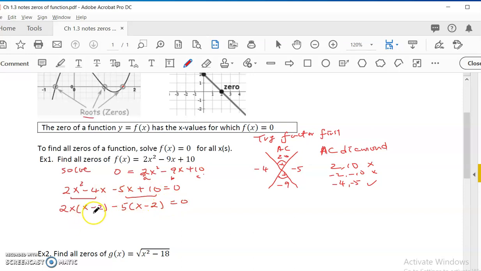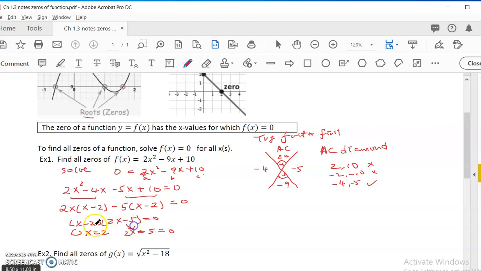You can see the reason why I want to split it this way is so that you actually have a common factor after this. So x minus 2 is the common factor, and you factor it out: 2x minus 5 equal to 0. So x minus 2 equals 0, and then you say 2x minus 5 equal to 0.